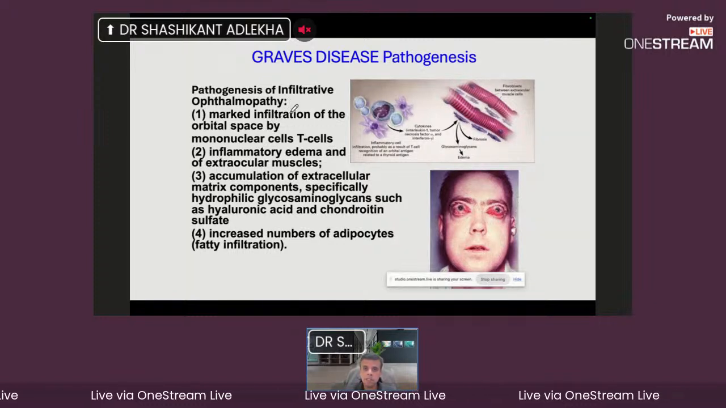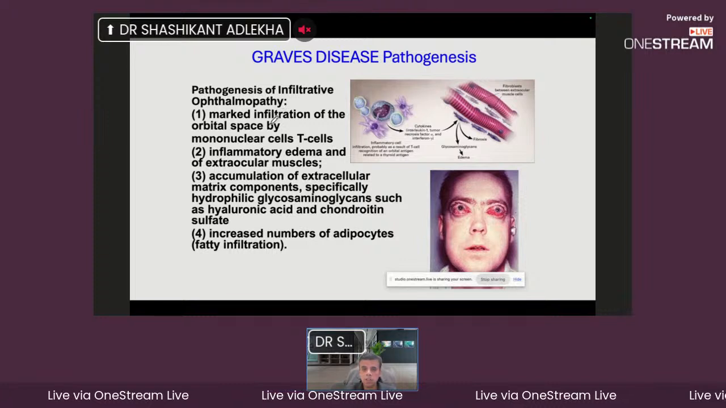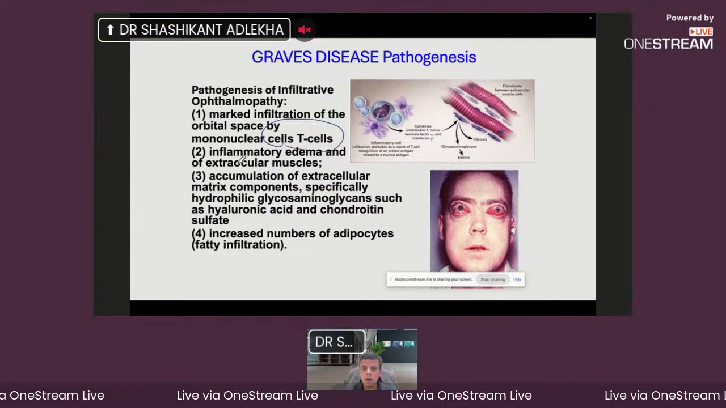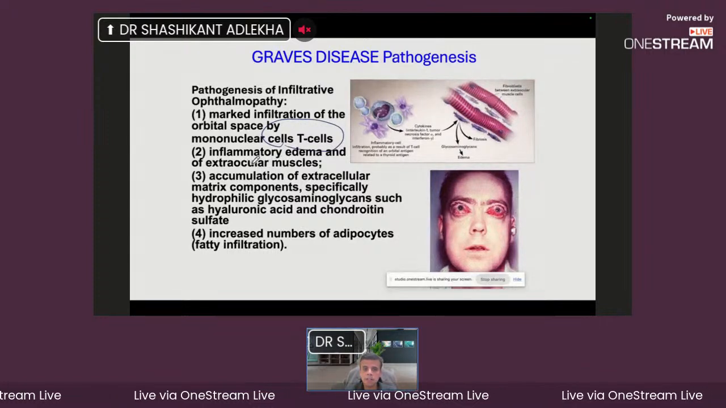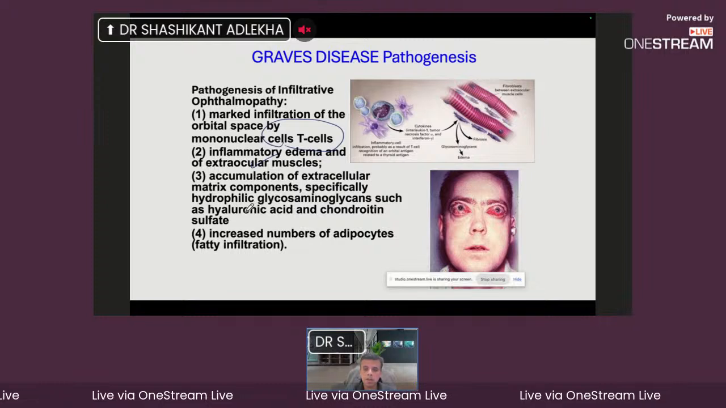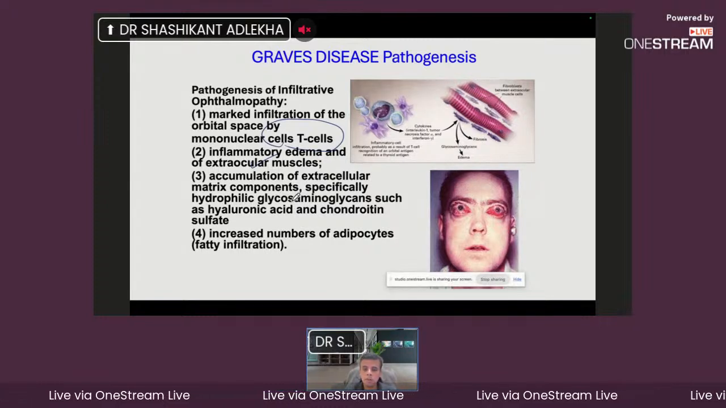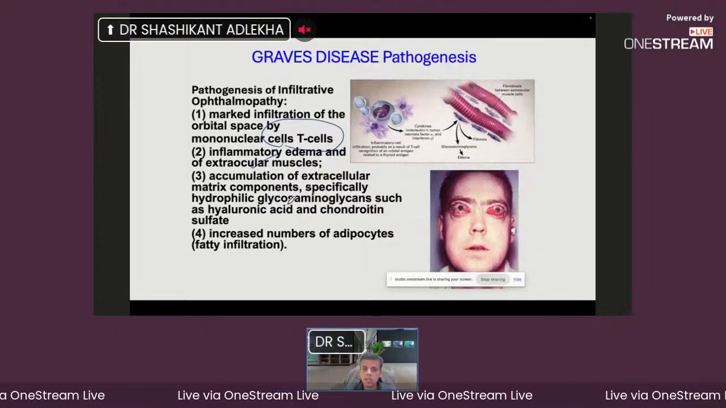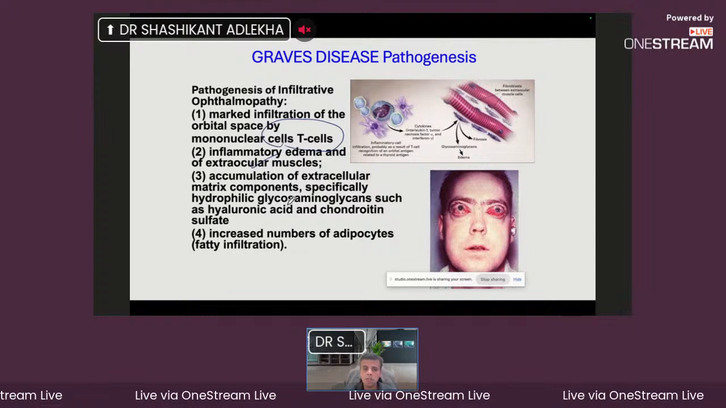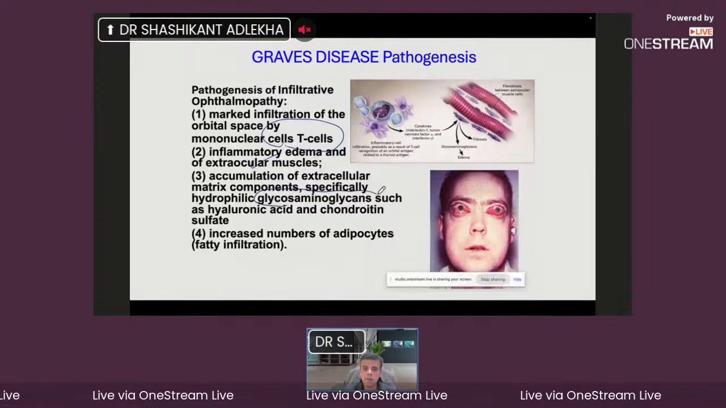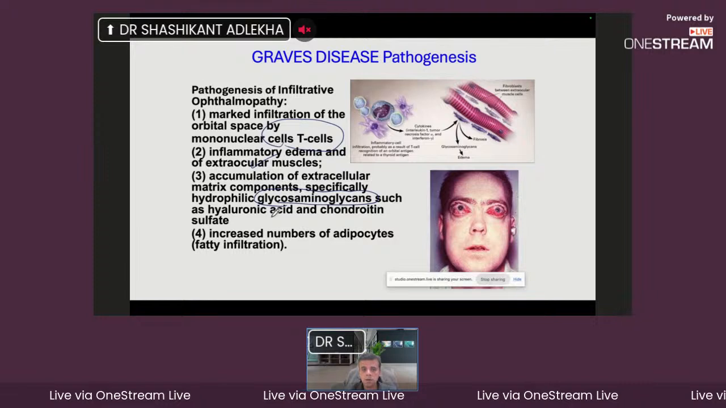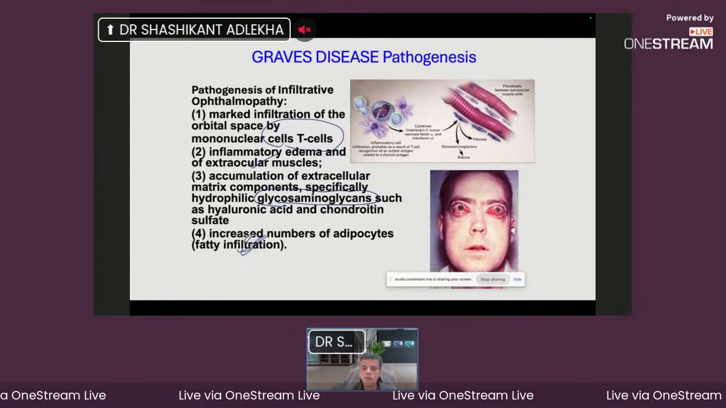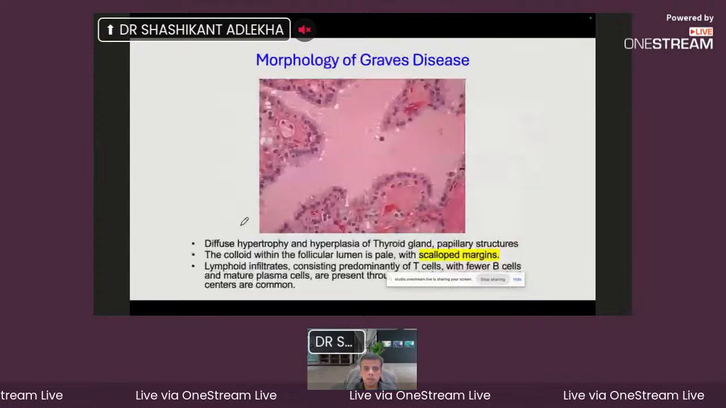The pathogenesis basically lies in this autoantibody production, and there is an inflammatory infiltrate of autoreactive T cells which infiltrate extraocular muscles and various other tissues. And here the pretibial myxedema is the myxedema in and around the leg, so the lower extremities. This is typically due to increased synthesis of glycosaminoglycans such as hyaluronic acid and chondroitin sulfate. Also, it has been noted that the affected tissues have more fatty infiltration.